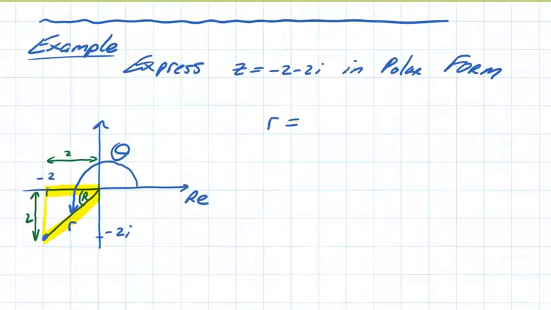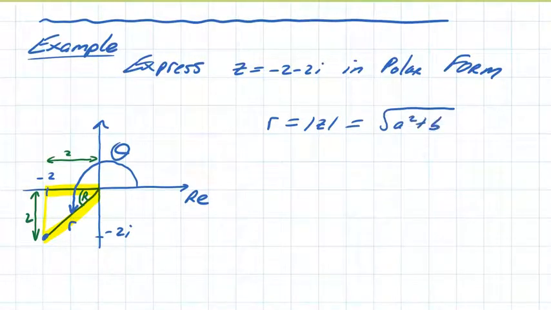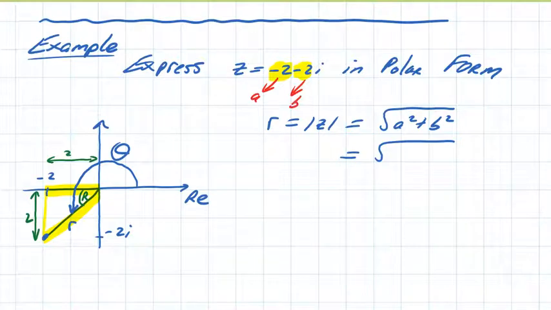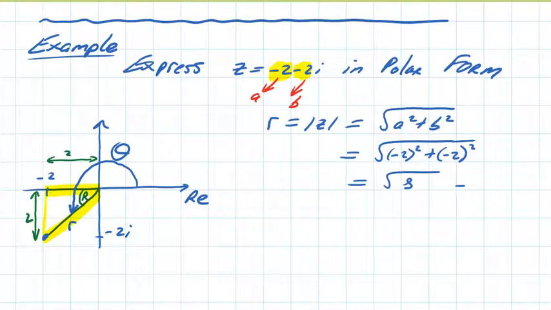r is equal to the modulus of z, which is the square root of a squared plus b squared, which is the square root of, now again, be careful with your a's and b's. a is minus 2 and b is minus 2. You don't include the i, so it's just the number part, the number of units up or down on the imaginary axis is b. So it's minus 2 squared plus minus 2 squared, which is the root of 4 plus 4, which is 8, which, if you work it out in the calculator, is a bit simpler as 2 root 2.